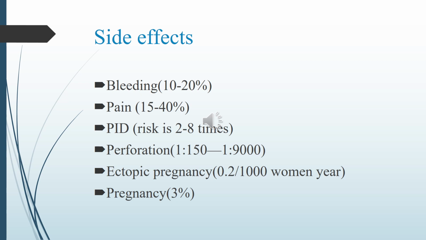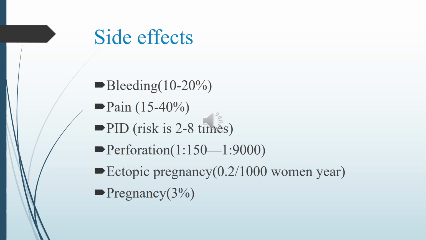Now, another side effect is pelvic infection. Pelvic inflammatory disease is a collective term which includes infection in the uterus, ovary, fallopian tubes, or connective tissue, and the pelvic peritoneum.